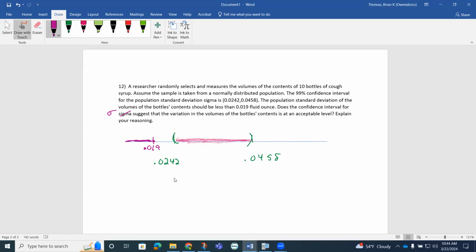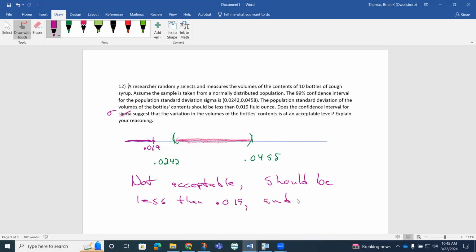So what I'm picking up on is this is not acceptable. We should be less than 0.019, and we're not. So something to that effect is what I'm picking up on.